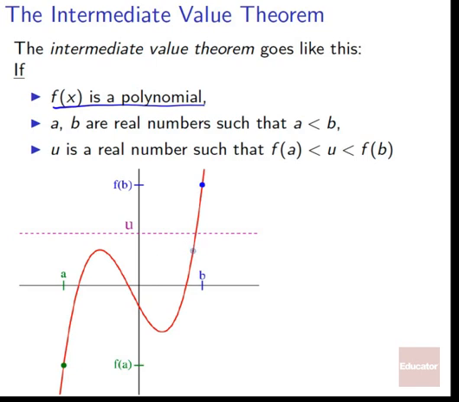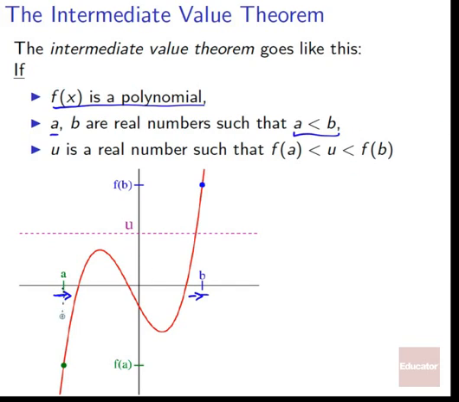Then a and b are real numbers such that a is less than b. So what that means is that a and b are going from left to right. A is on the left side, and then we make it up to b. That's what a is less than b means, just that we know the order we're going in. And then u is a real number such that f of a is less than u is less than f of b. So we look to figure out that part.